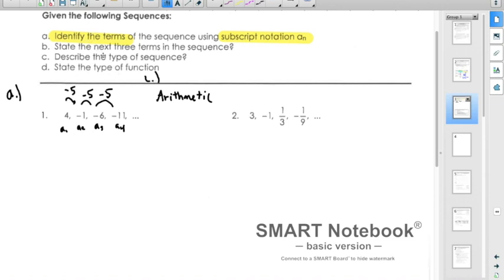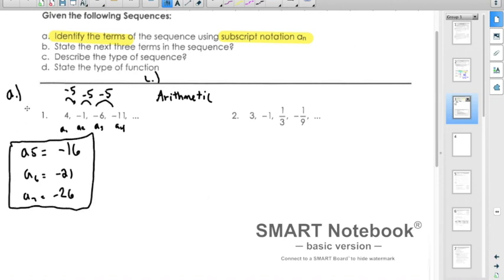State the next 3 terms in the sequence, part B. Well, if I keep going here, I know my A sub 1 was positive 4, A sub 2 was negative 1, A sub 3 was negative 6, A sub 4 was negative 5. A sub 5 then is going to be negative 16. A sub 6 is going to be negative 21. And A sub 7 is going to be negative 26. Okay. Box that in. So this was part B.